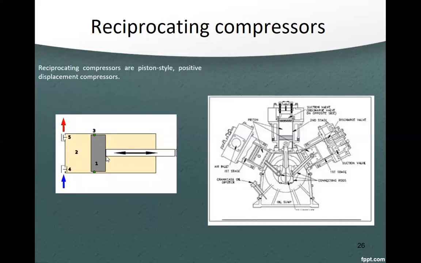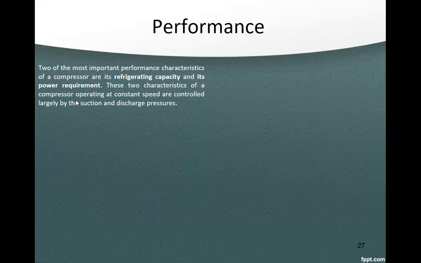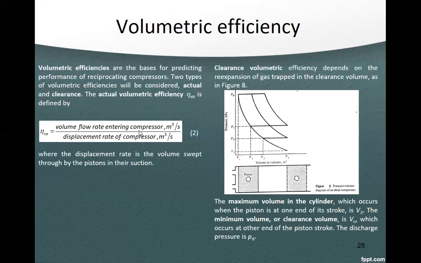So, di ko na-discuss yung performance. Two of the most important performance characteristics of a compressor are its refrigerating capacity and its power requirement. Ilang tons? Ilang yung kilowatt. These characteristics of a compressor operating at constant speed are controlled largely by suction and discharge pressure. So, means controlling device ka dyan. Yan ang setting mo.